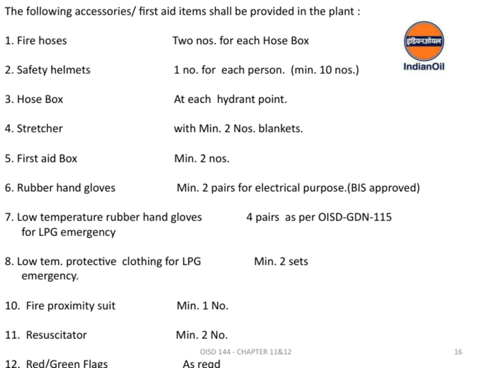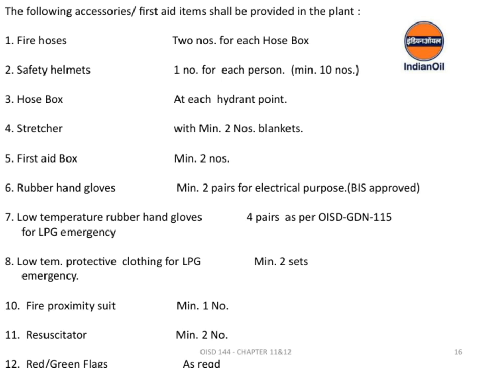In terms of personal protective equipment, rubber hand gloves are a must, at least 2 pairs, BIS approved, especially for electrical work. For LPG emergencies, we need low-temperature rubber gloves, 4 pairs, as specified in OISD GDN 115, designed to handle the specific hazards involved.